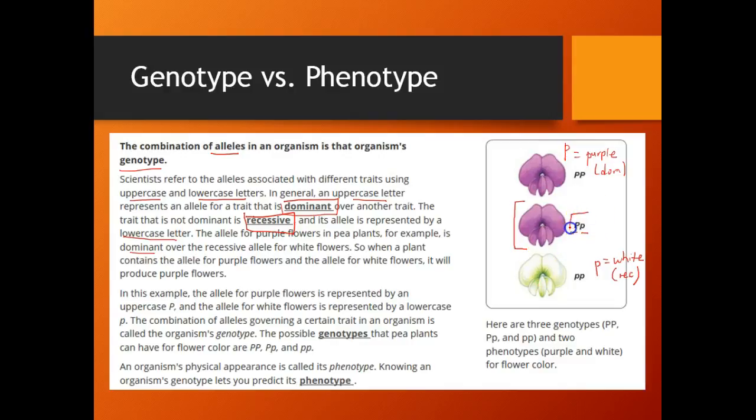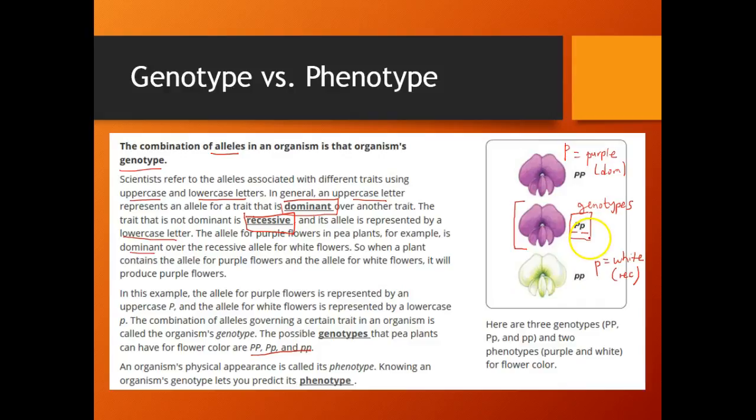So these two letters are what we call a genotype, and it basically tells you what alleles an organism has for a certain gene. For example, for this gene of flower color, we can have 3 different genotypes. A plant could have 2 big P's, a big P and a little p, or 2 little p's.